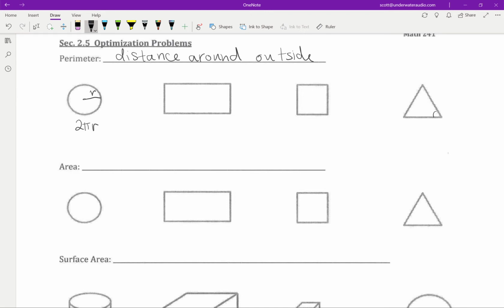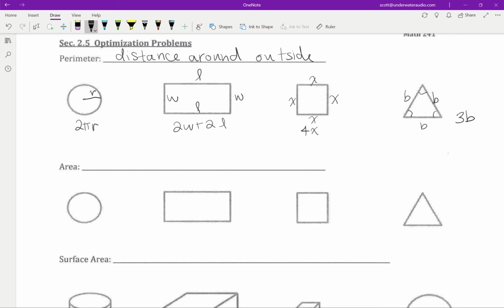And for a rectangle that has a width w and a length l, it would just be 2w plus 2l. For a square, if one side is x, then they're all x, so that would just give you 4x. And if you have a triangle like this one, if they're all the same angle, then the outsides are also the same, so the perimeter would be 3b.